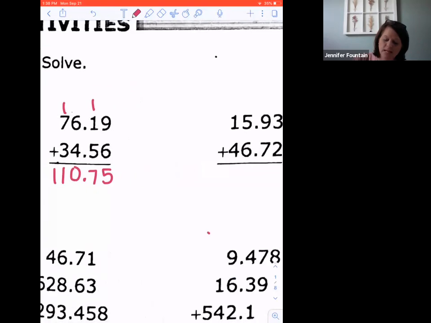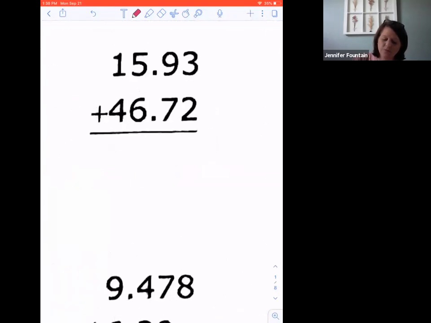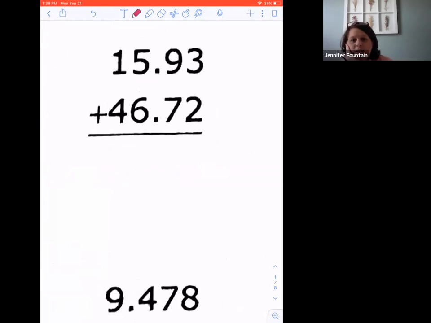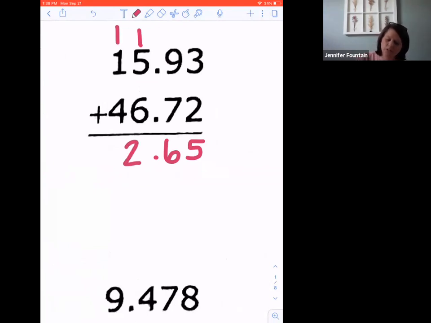Okay, we'll go to the one next to it, which is 15 and 93 hundredths plus 46 and 72 hundredths. So we start, 3 plus 2 is 5. 9 plus 7 is 16. Put down my 6, carry my 1. I'll go ahead and put my decimal in. 1 plus 5 is 6, and 6 plus 6 is 12. Put down my 2, carry my 1. 1 plus 1 is 2, and 2 plus 4 is 6. So 62 and 65 hundredths.